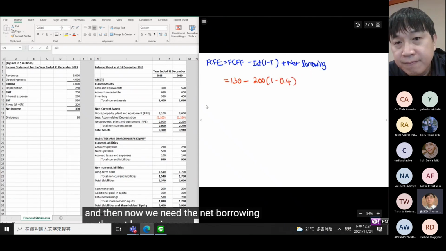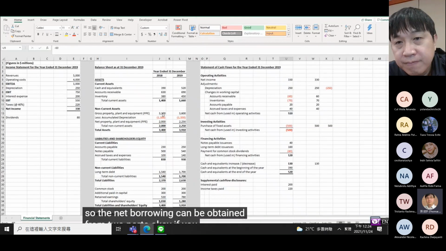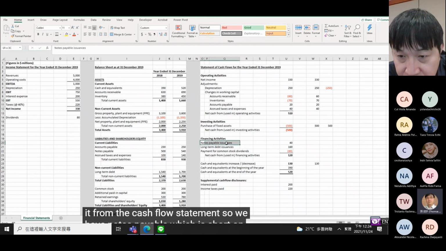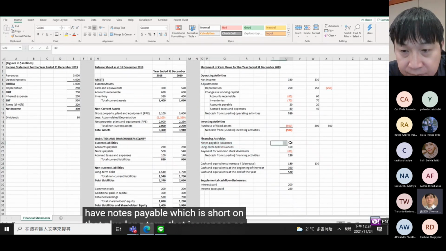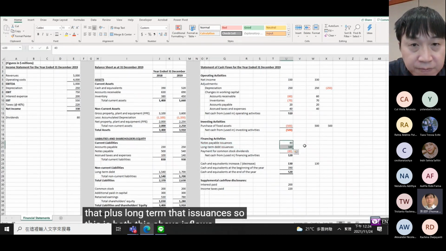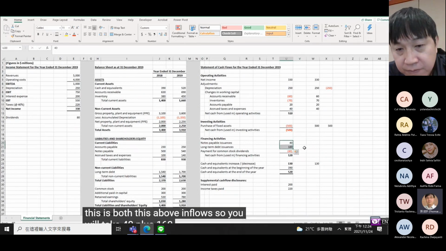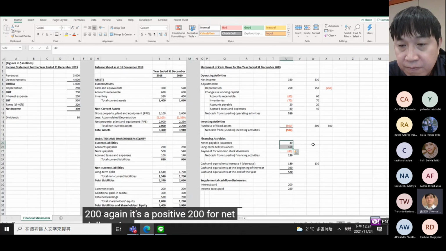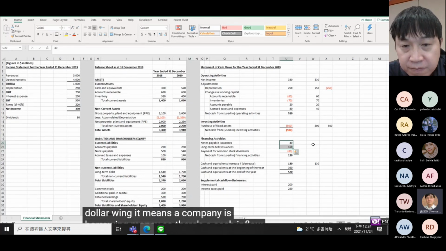So the net borrowing can be obtained from two parts. If you are getting it from the cash flow statement, we have notes payable, which is short-term debt, plus long-term debt issuances. These are both inflows. So you will take 40 plus 160, and that will be 200. That's a positive 200 for net borrowing. It means the company is borrowing money, so there's a cash inflow.